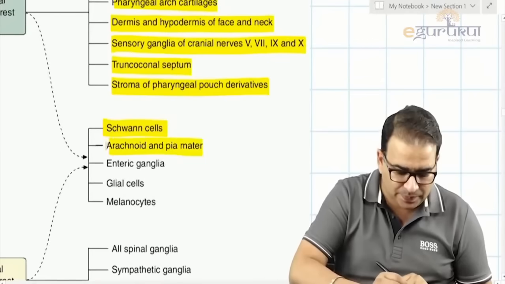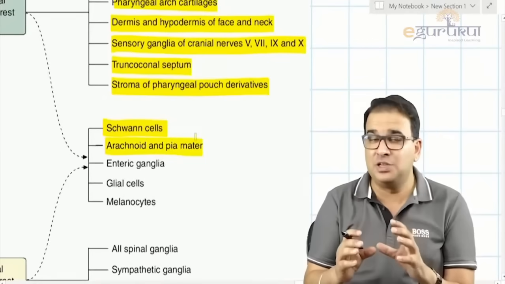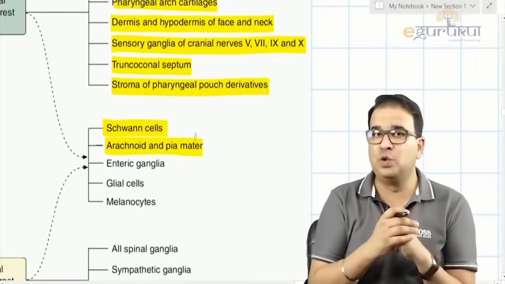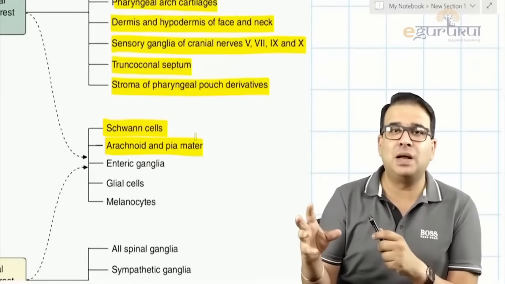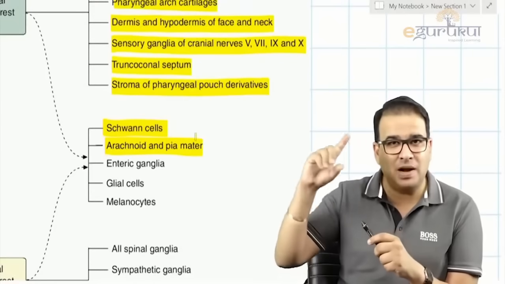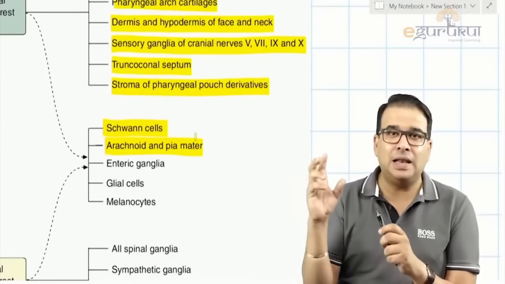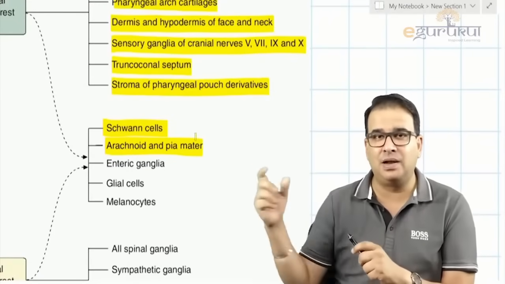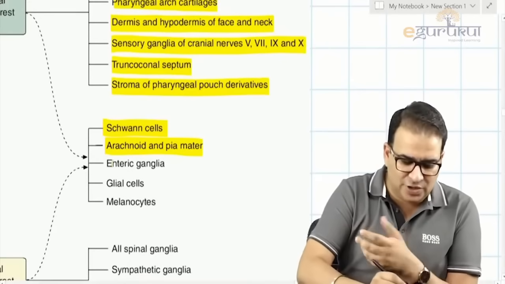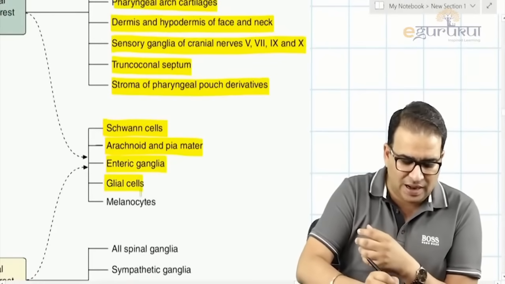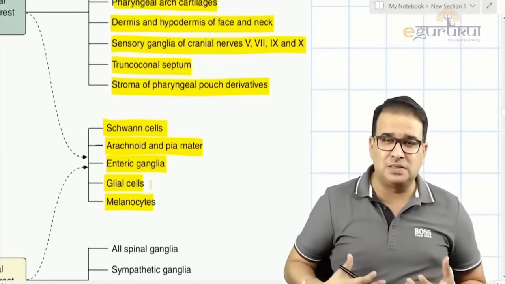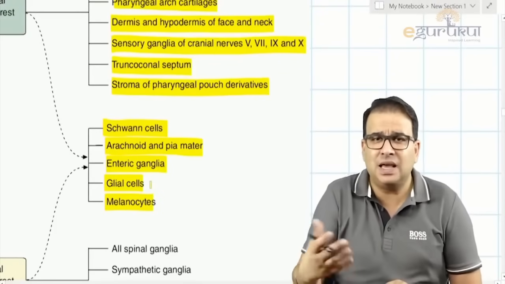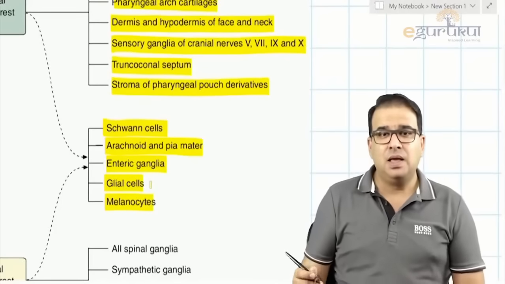Arachnoid and pia mater, the leptomeninges, the thin meninges, are derived from the neural crest cells. The thick meninges, that is the dura mater, comes from the axial mesoderm. Dura mater is from the axial mesoderm, and leptomeninges like arachnoid and pia mater come from the neural crest cells. Enteric ganglia, glia, melanocytes, and enteric plexus, they're all coming from neural crest cells. They are peripheral nervous system only, no?